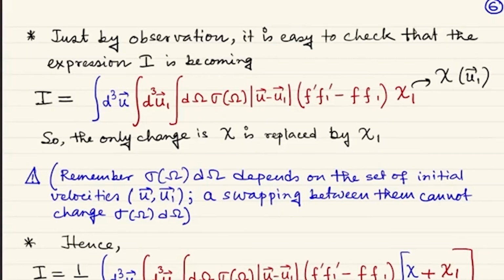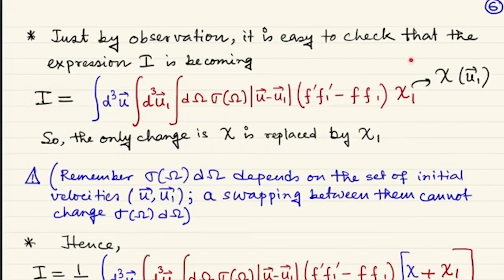And what about the modulus of u minus u1? This also cannot be changed, because there is a modulus, so that will be the modulus of u1 minus u, which is the same. Here, if you just change between f and f1, and f prime and f1 prime, nothing will change. So finally the I will be the same.